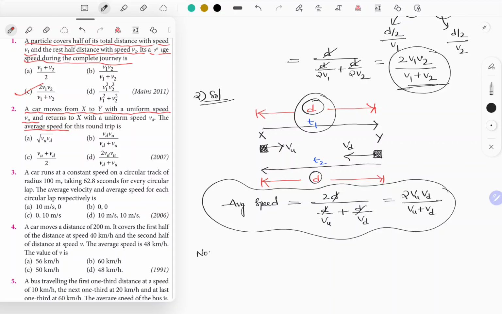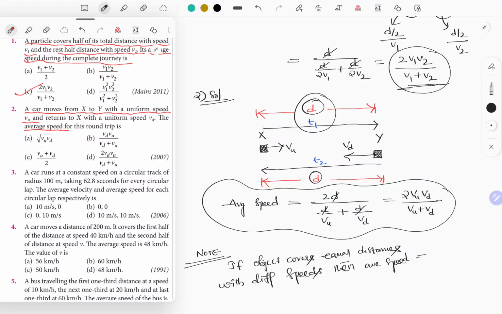Note, when can I use this formula? If an object covers equal distances with different speeds, then the average speed formula you can use is 2 times V1 V2 by V1 plus V2. Just remember this point. Average speed is equal to 2 times V1 V2 by V1 plus V2, applicable only if the object travels equal distances with different speeds. That's the only point you have to remember.